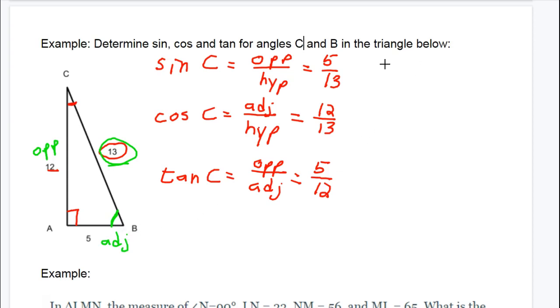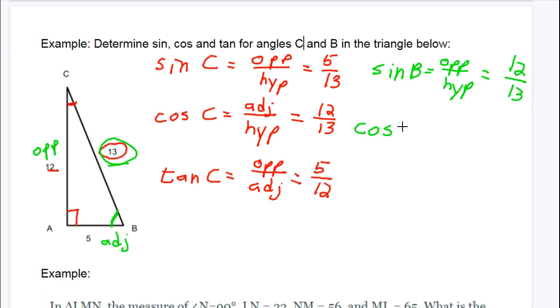So sine of angle B is going to be, again, my opposite over my hypotenuse. Because I'm talking about the other angle, my opposite is 12. My hypotenuse is still 13. The hypotenuse is always opposite your right angle.